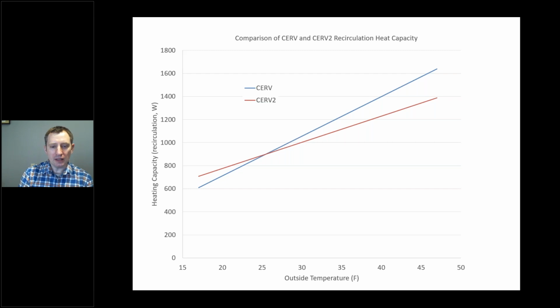Capacity of heating then, we tried to skew the CERV2 more towards lower temperature heating capacity, sacrificing it at the upper end where you need less heating when it's 40 to 50 degrees outside. So this curve is just showing our first generation versus the CERV2 capacity in heat mode.